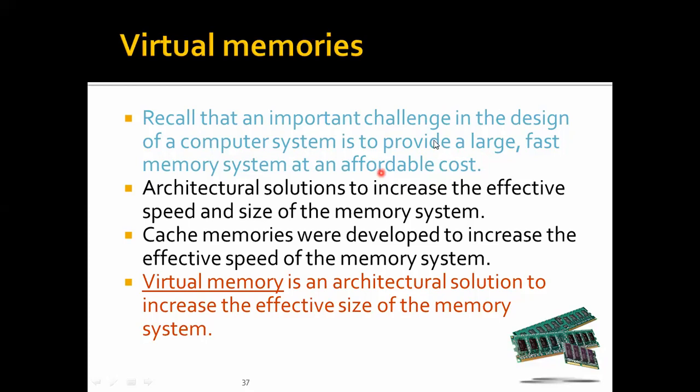That means we are always trying to build a fast memory system, but with less cost. So, architectural solutions to increase the effective speed and size of the memory system. Cache memories were developed. Why were the cache memories developed? To increase the effective speed of the memory system.